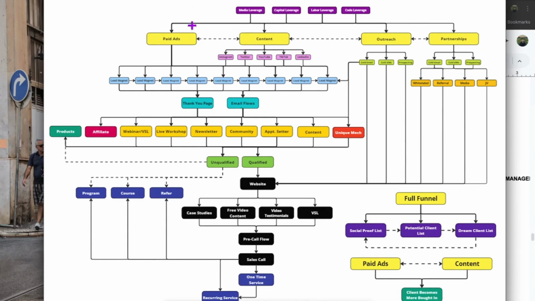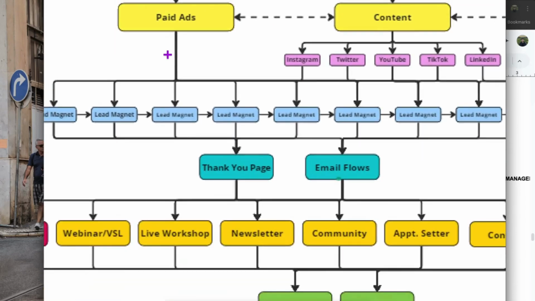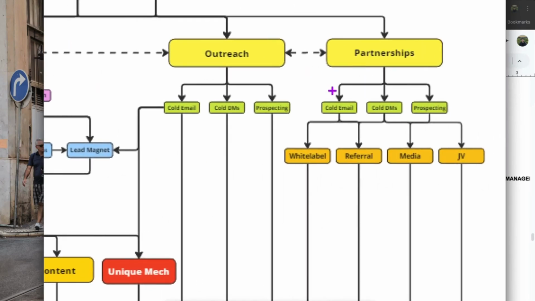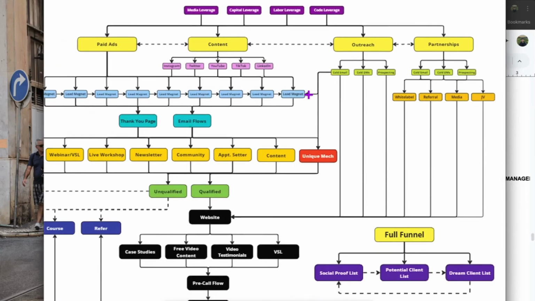At the very top, you could almost think about this as your top of the funnel. You have your middle of the funnel in this section over here, and then you have your bottom of the funnel. Let's look into top of the funnel real quick. We have 4 main channels. We have paid ads, we have content, we have outreach, and then we have partnerships. Where I'm at with my company right now is I do the last 3. I have a little bit of content on YouTube, I do outreach, and then I have partnerships.